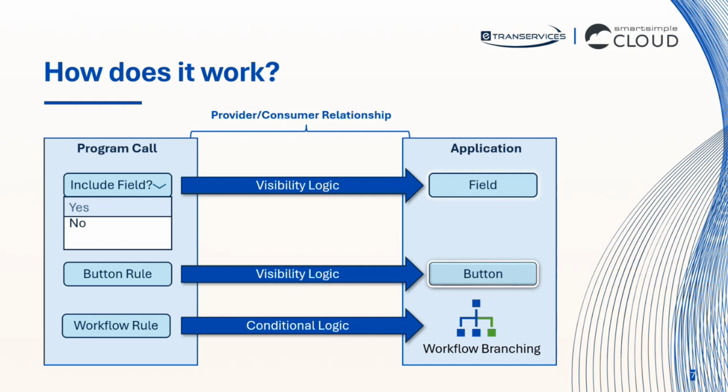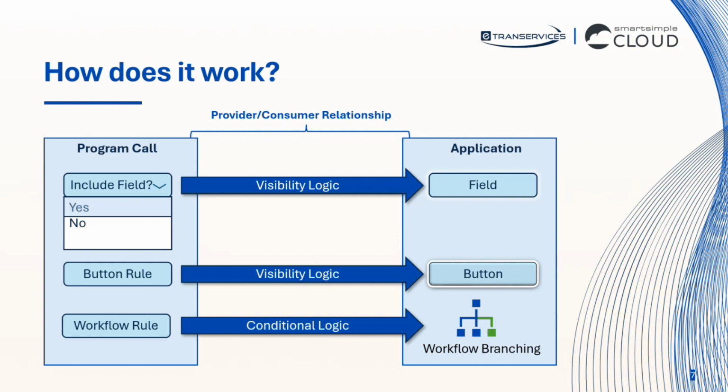You have your program manager call, and then you have your application manager, which is sometimes called submission manager or grant manager, but it's all the same thing. And this is where your applications live. Then you have what's called a provider-consumer relationship, which is really just a fancy way of saying that these two objects are linked together. This allows you to use data from one object to influence behavior on another object, in this case, from call to application.